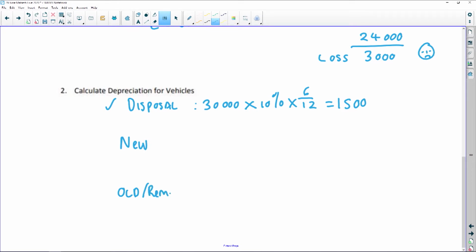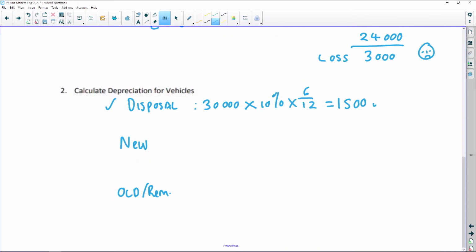Okay, so remember, you've got to place vehicles in the following categories. Disposal, what I got rid of. New, what I purchased during the year. And obviously, old or remaining vehicles. Right, so disposal is obviously done and dusted. Depreciation for the current financial year is 1,500.